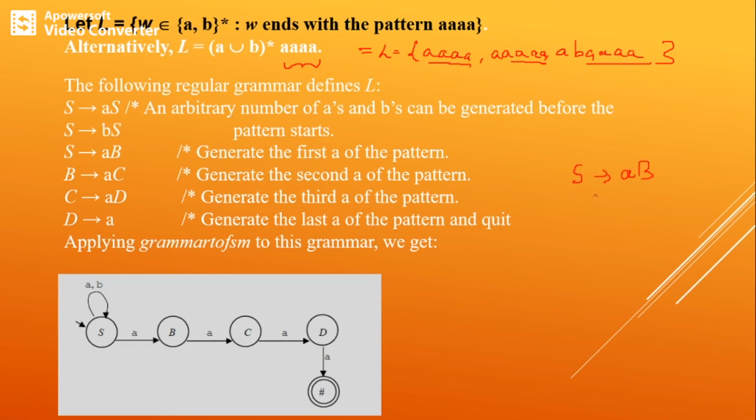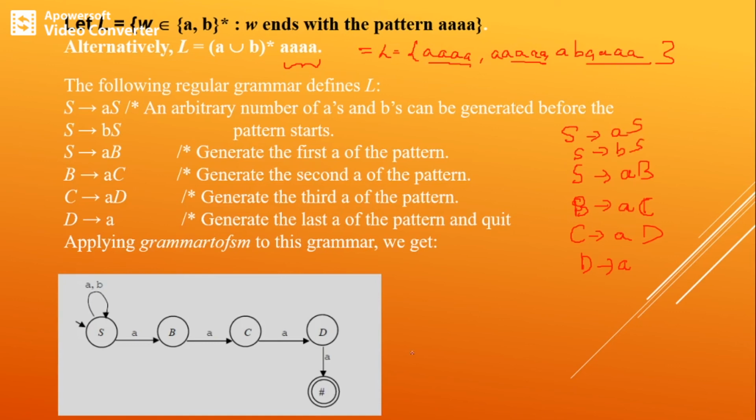S gives A B, B gives another A, the second A. From the pattern, B gives A C, then C gives A D, then D gives A. So this will give just the pattern of A's. But before this, the starting part can be any combination of A and B. How do I get that? The start state S can give you AS or BS. Okay, so this is the grammar.